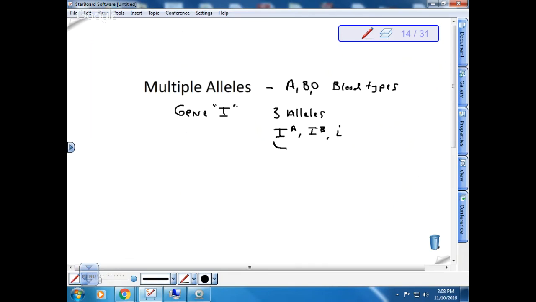So these right here would be said to be co-dominant, which means that they are equally expressed. The little I is recessive.